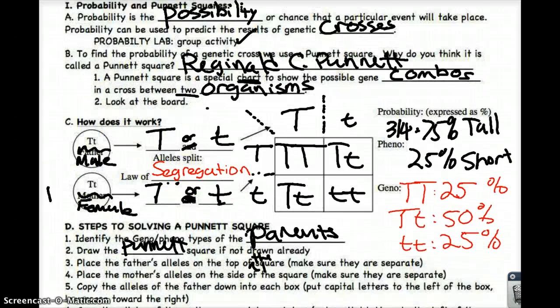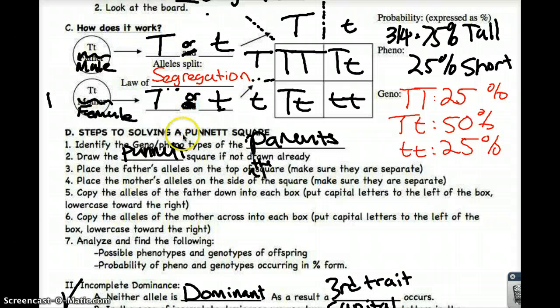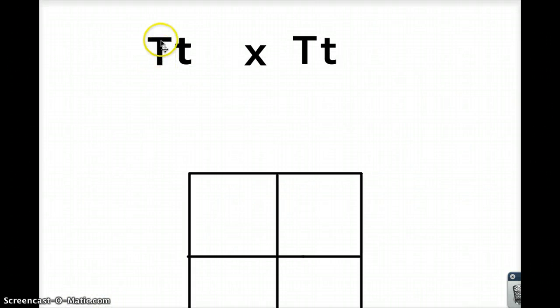The first thing I want to do is locate the steps and identify what we're going to be crossing. So step number 1, you always identify the genotypes and phenotypes of the parents. This is one of the most important steps, since if you get this wrong, then the whole problem or whole Punnett square might be wrong. In this case, we are crossing a heterozygous tall pea plant with another heterozygous tall pea plant. And you can see that our genotypes are capital T lowercase t, capital T lowercase t. That gives us the heterozygous feature.